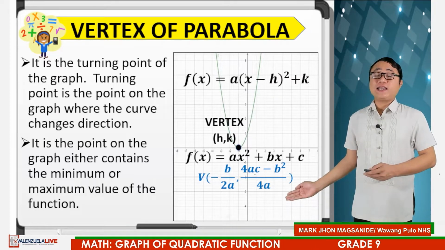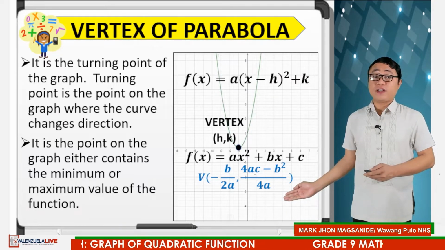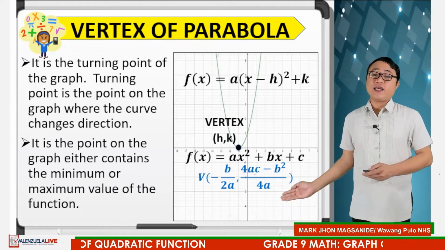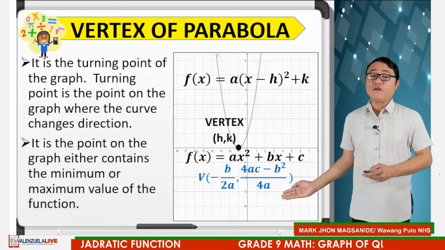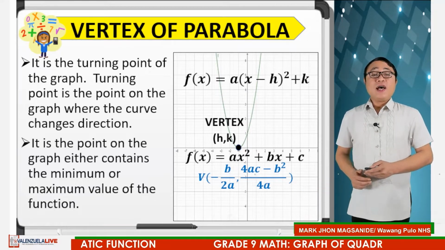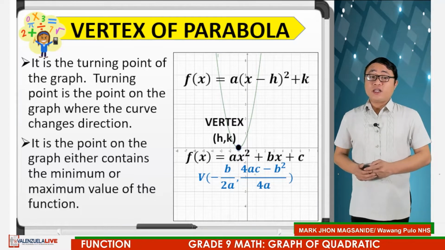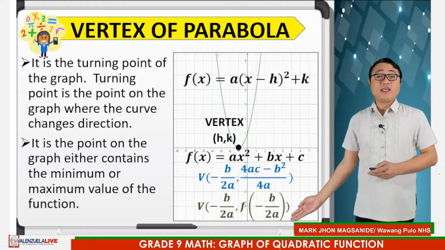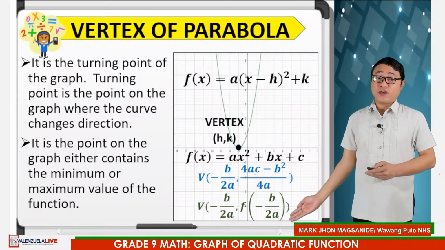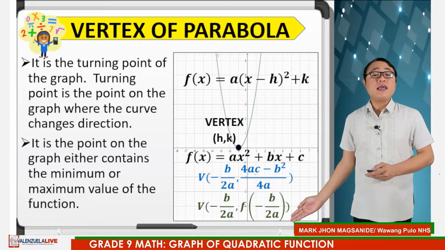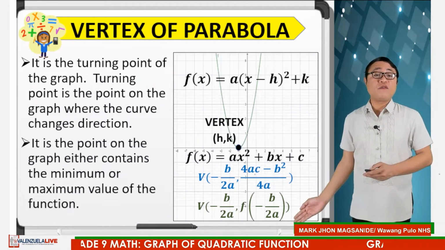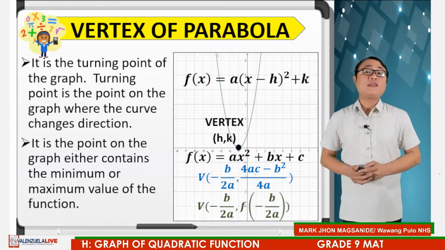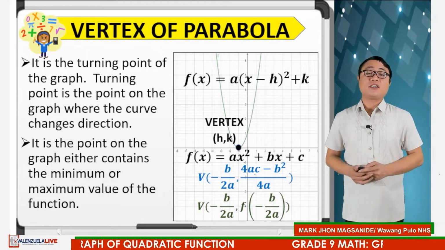The h coordinate is negative b all over 2a, while the k coordinate is 4ac minus b squared all over 4a. The coordinates can also be determined using this, where h is negative b over 2a also, and k is the value of the function when the value of h is substituted into the variable of the function.